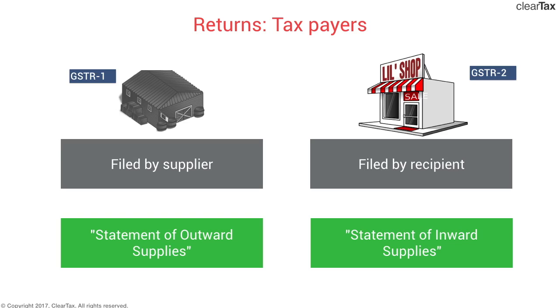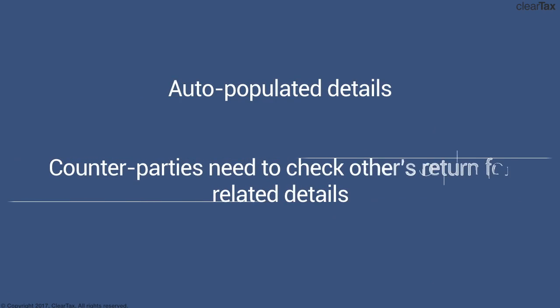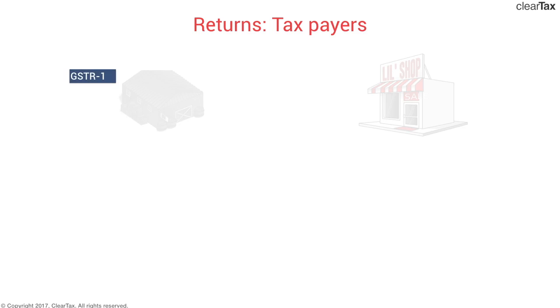Now, there's one thing missing here. If the supplier has filled in certain additional details that the recipient does not agree to, how is he going to check exactly what are the details that the supplier has filled, or vice versa? Because we are dealing with auto-populated details, the counterparties need to check the other's returns for related details. If they agree or disagree, they need to have the information in hand to verify whether all the details filled are correct or not. There are provisions made for this as well.